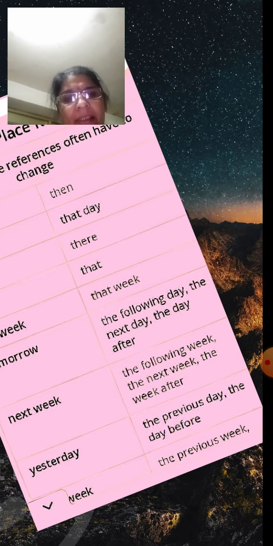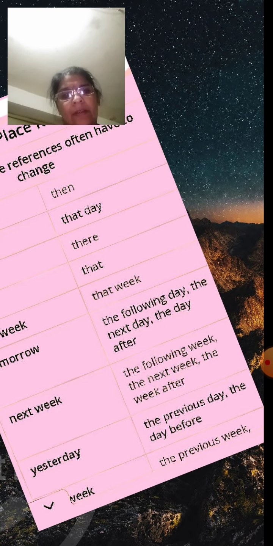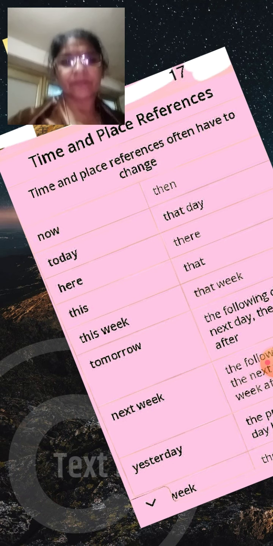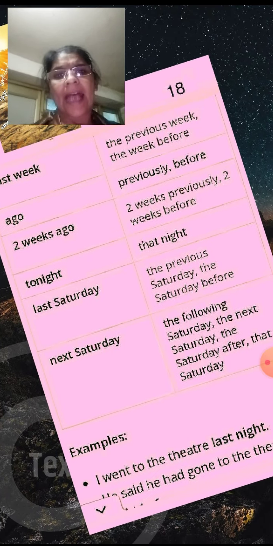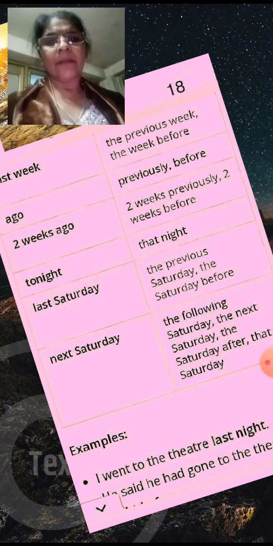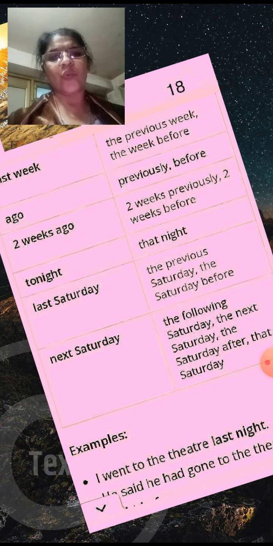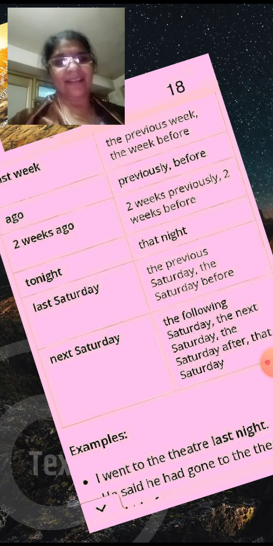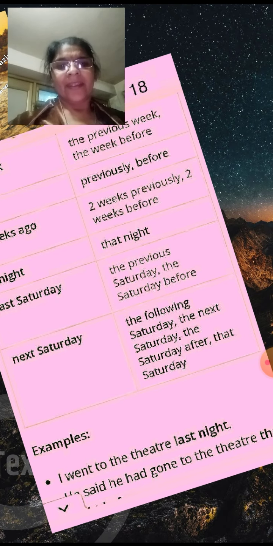Yesterday, the previous day, the day before. Last week, the previous week, the week before. Ago, previously, before: two weeks ago, two weeks previously, two weeks before. Tonight, that night. Last Sunday, the previous Sunday. Last Saturday, the Saturday before. Next Saturday, the following Saturday, the Saturday after.